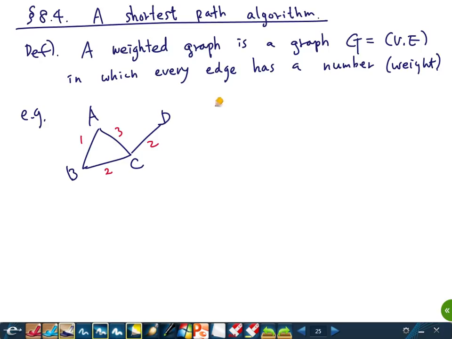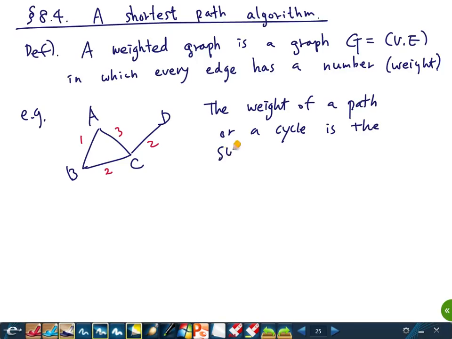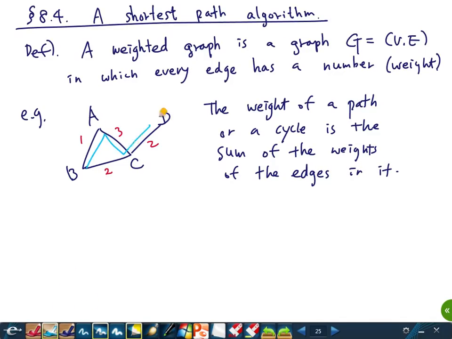And when we have a path or cycle, the weight of a path or cycle is the sum of the weights of the edges in it. So for instance, if you have a path like this, then what is the weight of this path? You just add the numbers of the edges in the path. So 1 plus 3 plus 2 is the weight of this path.